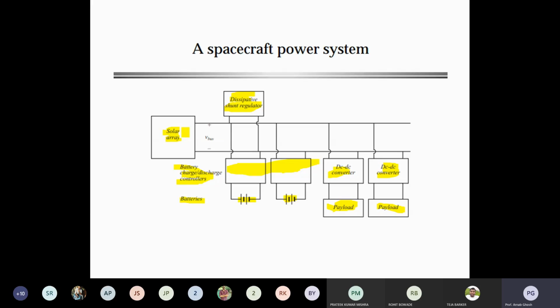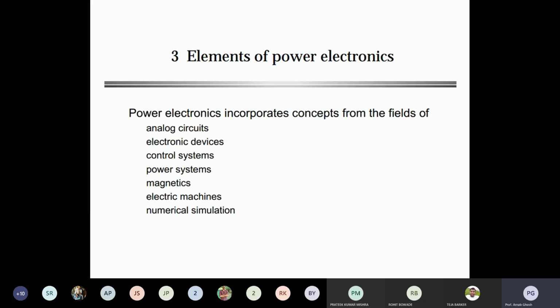So the basic realizations of this subject: the elements of power electronics. What are the most important elements? Power electronics incorporates the field of which elements? First is the analog circuit, because your control circuit is totally based on analog devices. Power electronics devices and analog electronics devices are different based on their doping, their voltage range of applications, and their switching frequency.